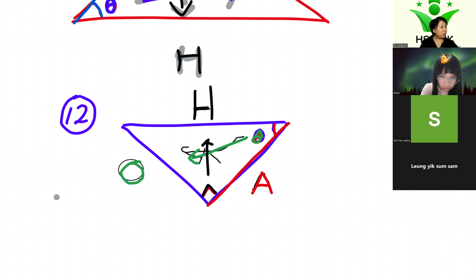Now I need you to memorize something in order to start our sine, cosine, tangent. Write down first.